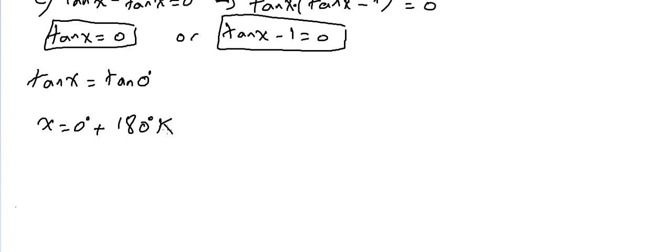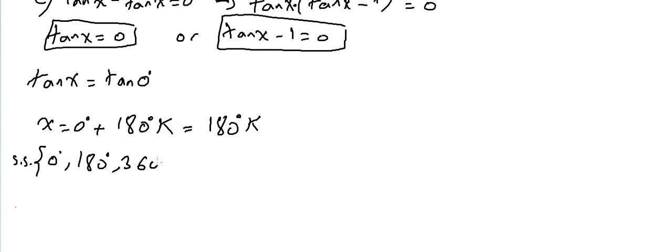If k is 0, so 0 is an acceptable value for the solution set, right? And 0 times 180 plus 0, because this is 180 degrees k. If k is 1, 180 is acceptable. If k is 2, 360 degrees is acceptable. What else do we have? We do have another side.